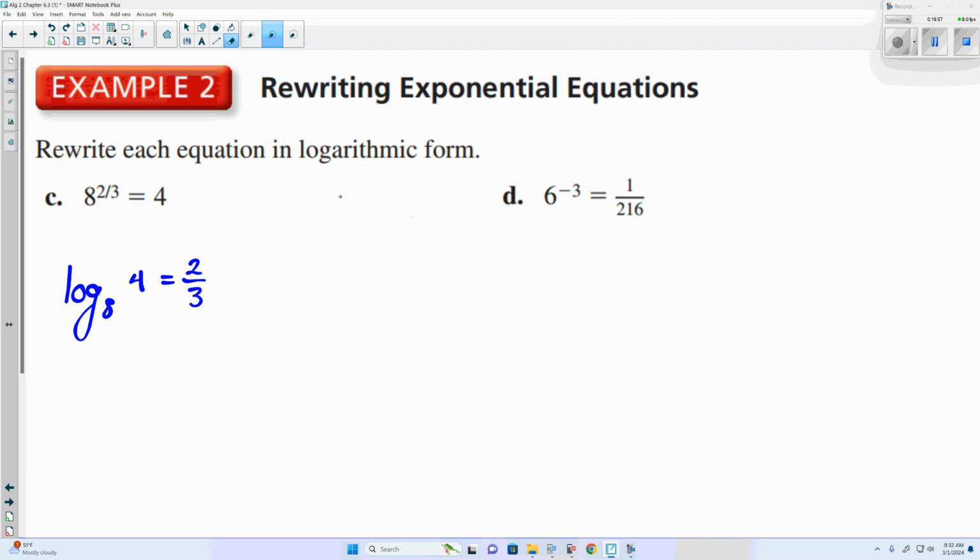Are you ready for the next one? So our next one would be log base 6 of 1 over 216 equals negative 2. That's it. We can put parentheses around the 1 over 216. We don't have to, but we can if we want. Now, if there's more than one term, like we saw with x plus 2, and they're both inside, we need the parentheses around it. Questions on this?